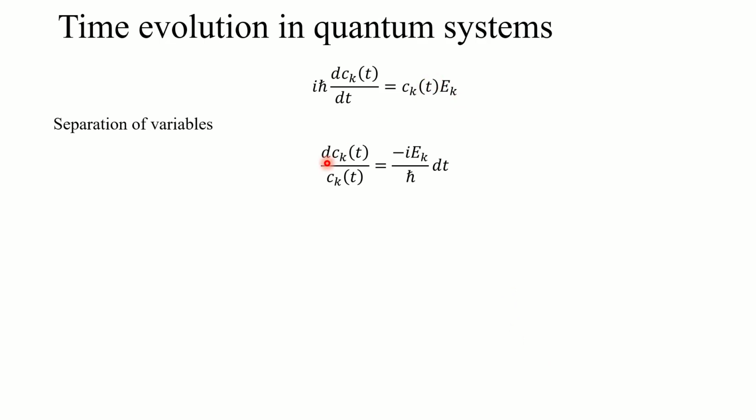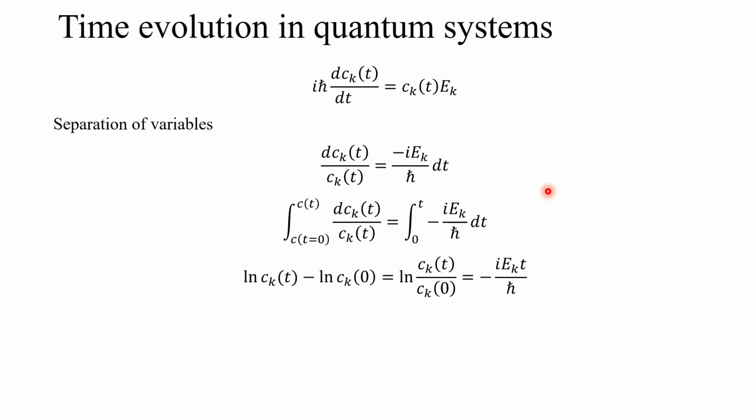We bring all the c terms to the left, all the time terms to the right, and you get this equation. You integrate that from t equals 0 to some later time t. The integral of 1 over x with respect to x is the natural logarithm. This is just a constant, so we fire off the t. So we have ln, after we apply these limits, of the coefficient at some time t and the coefficient at time t equals 0. We get the natural log of the ratio of the two.